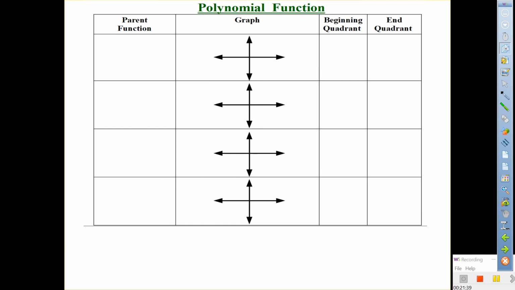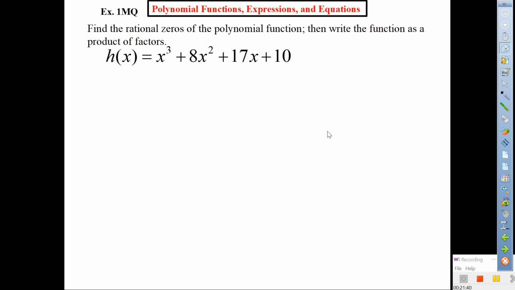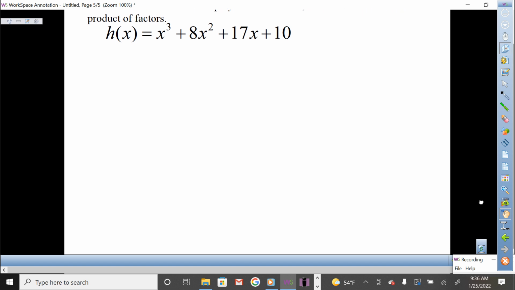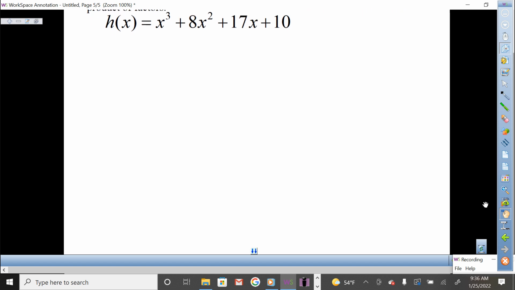So, if I was to give you this polynomial function, look up, you know what to do with that, yes? Okay, so let's do this one together. We're going to do the whole thing, including the graph. So copy that one, please. Example 1 mega cube. Hurry up. H of x equals x cubed plus 8x squared plus 17x plus 10.